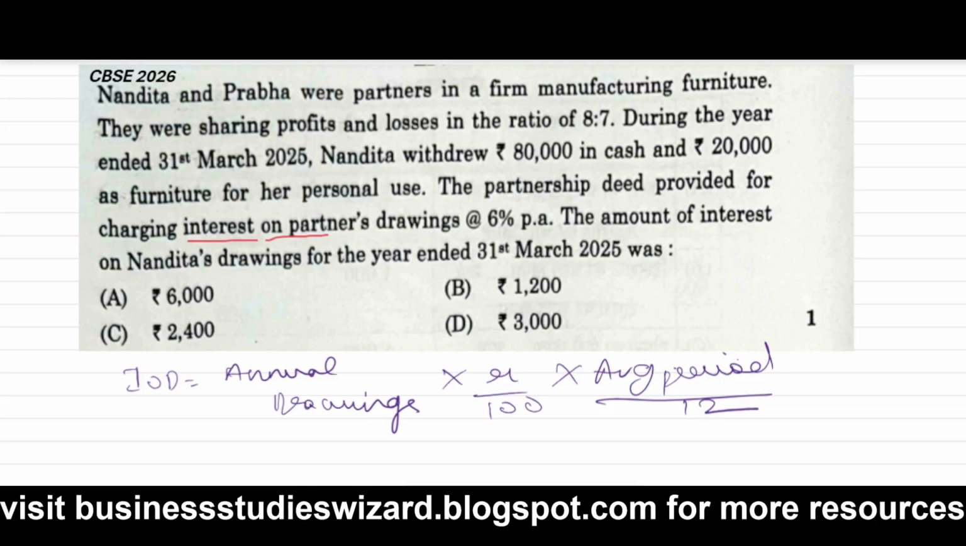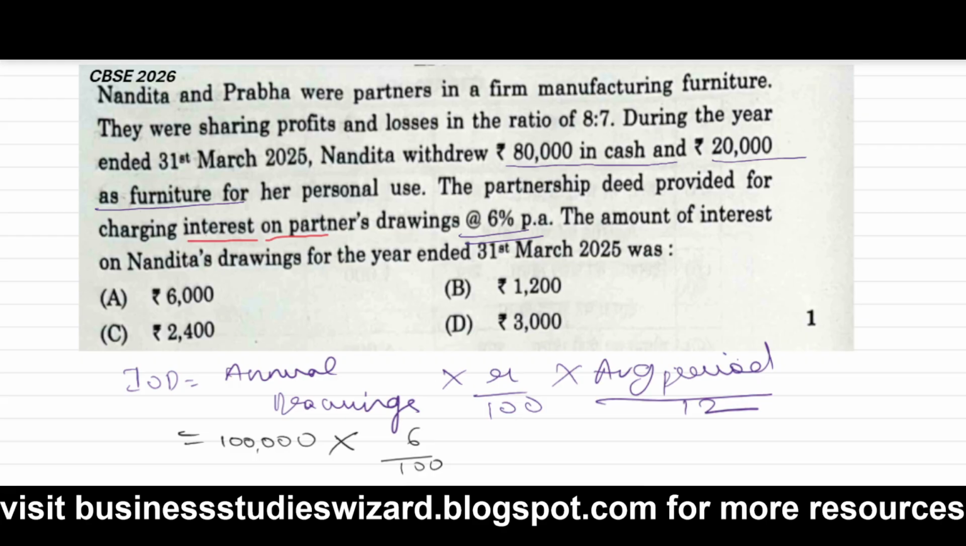Nandita withdrew 80,000 in cash and 20,000 as furniture. So her total drawings become 1 lakh, cash as well as furniture. 80,000 plus 20,000 is 1 lakh. And rate of interest is given as 6%. So 6 divided by 100.